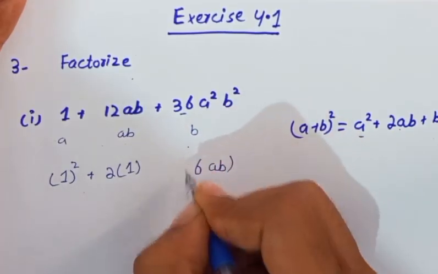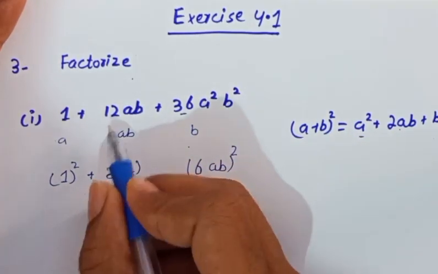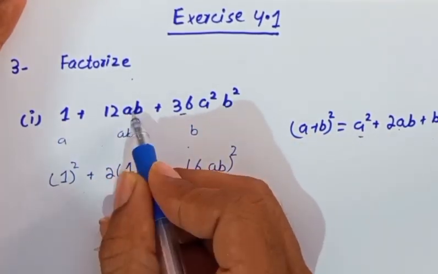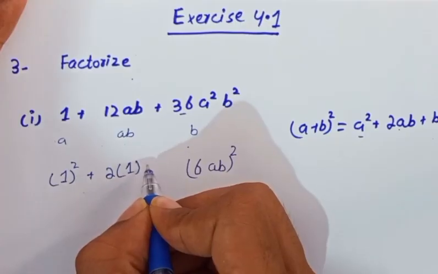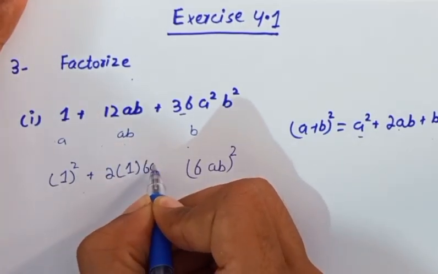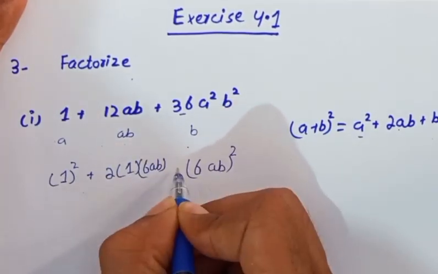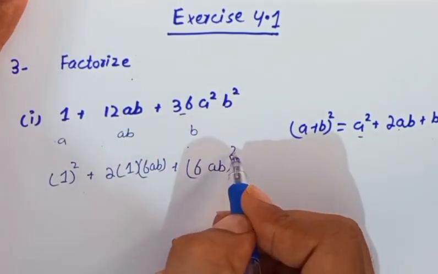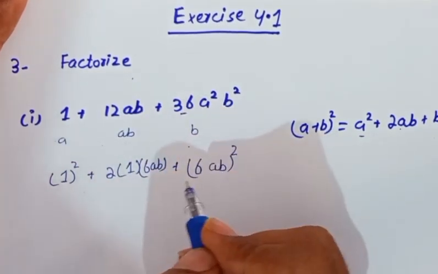So this will be 6ab square. So 2 is written, 1 is written, a is my 1 and b is 6ab, plus, 2 multiply 6 is 12, 6 multiply 6 is 36.